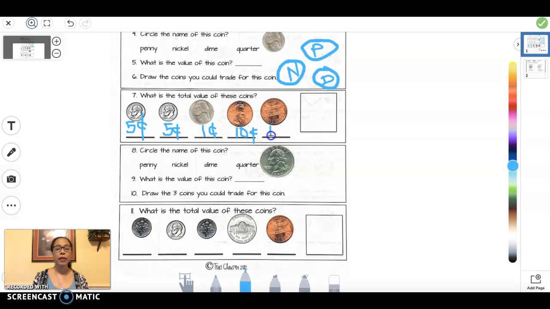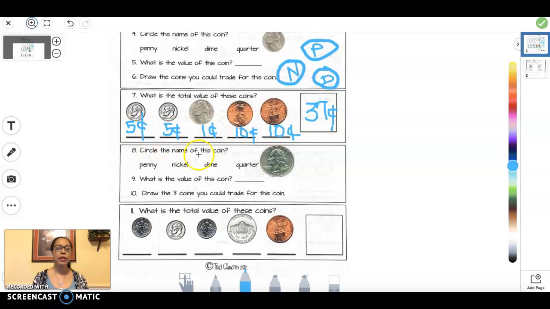Then after you have labeled the value of each coin, you will go back and you will add up the value of these coins. 5, 10, however much this adds up being, the total you want to put over here in this box. Very important that you let us know how much these coins total altogether.